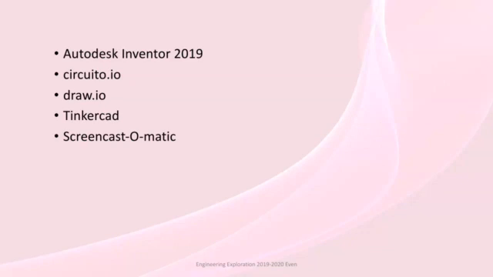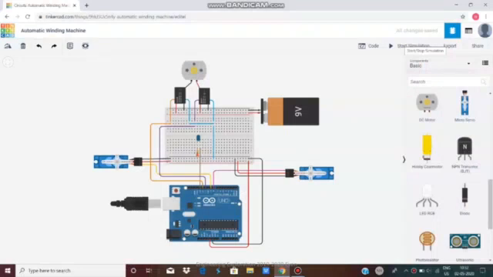We have used Autodesk Inventor 2019 to make 3D model. Circuito.io for circuit diagram. Draw.io for flowchart. Tinkercad to make the simulation. Screencast-O-Matic to record this video. We have used one DC motor and two servo motors and other components. One servo motor for the linear motion of the spool and another for cutting mechanism.